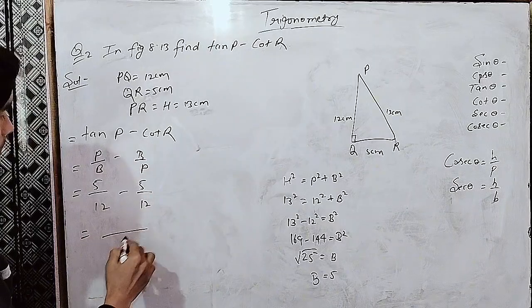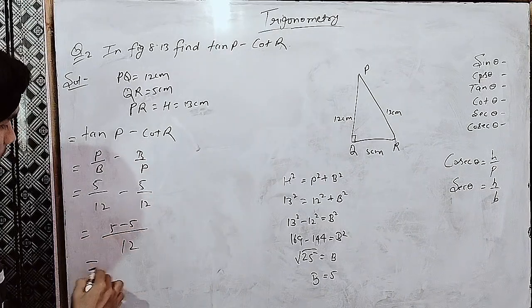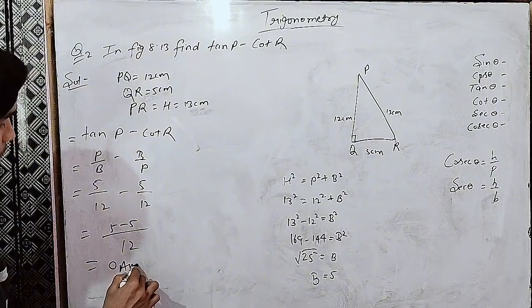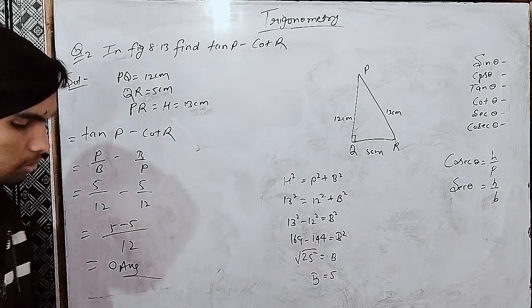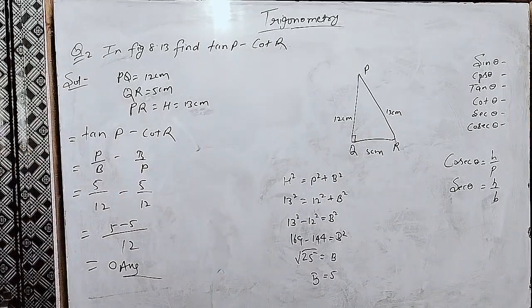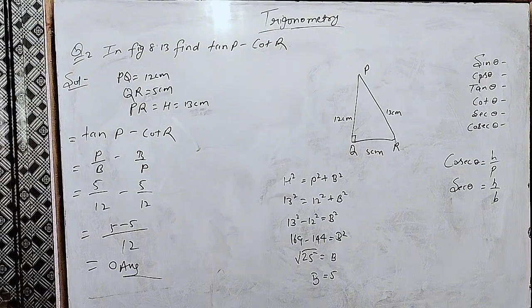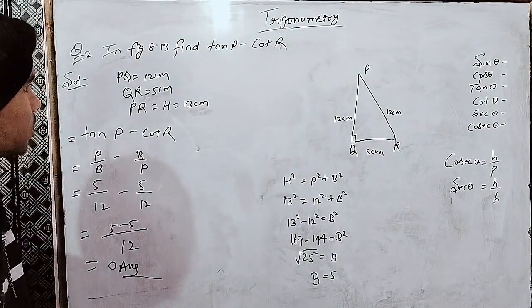Here you are looking what? 12, 12, 5, 5, 0. This is how to solve that kind of question. Do you have any doubt regarding this question? Should we take the next question?